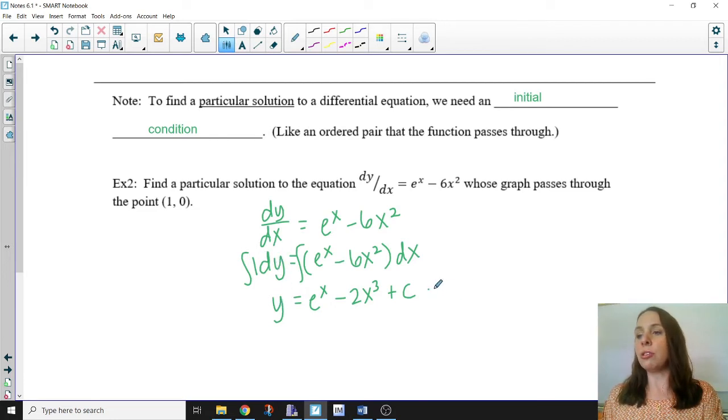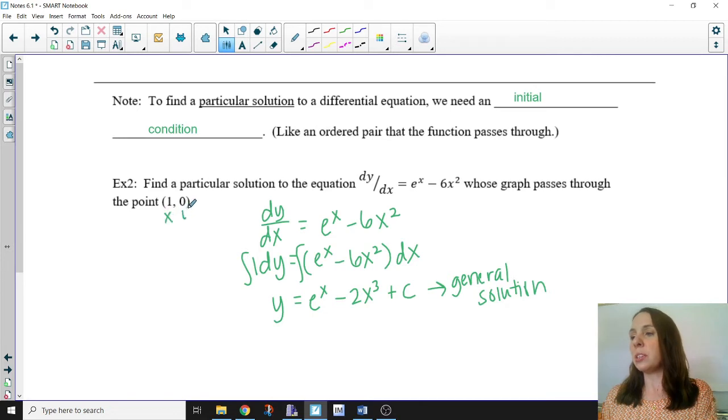Okay, and this is called your general solution again. Whenever you get an antiderivative with a plus c, you call that a general solution. Now, we are going to use the point that was given to us. 1 is the x coordinate, 0 is the y coordinate, subbed in, looks like this.